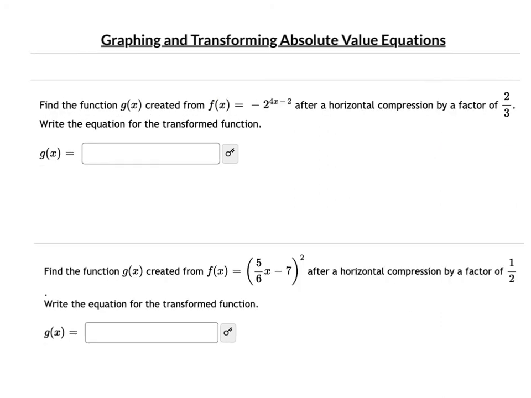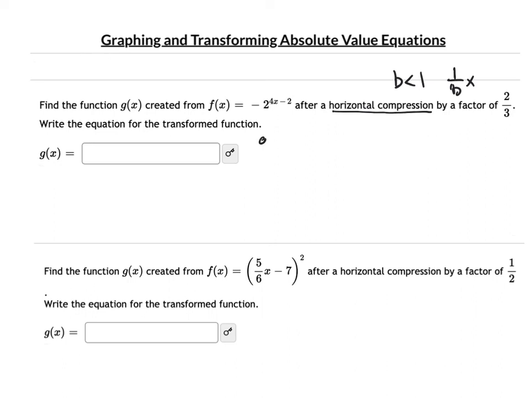These questions are random. These are at the very end of the assignment. There are a variety of functions, and just pointing out to you that it's all the same. Let's take a look. So we're going to take this exponential function, negative 2 to the power of 4x minus 2, and we're going to horizontally compress it by a factor of 2/3. Because my b is less than 1, it's going to be a compression. And because it's horizontal, I replace my x with 1 over b times x.